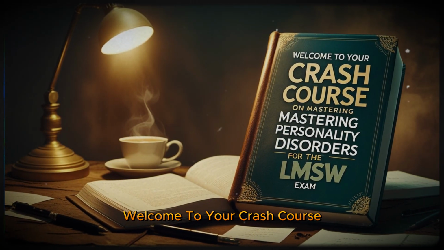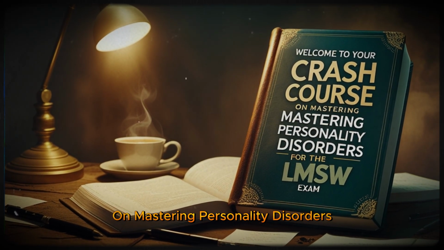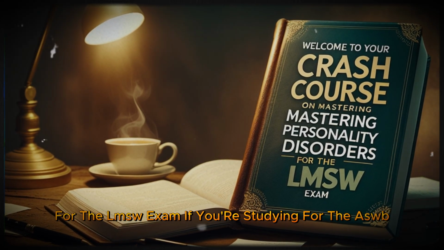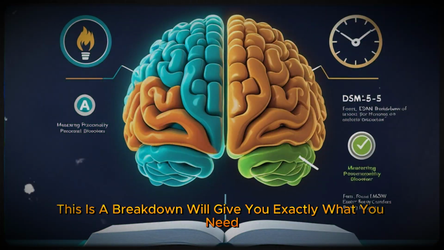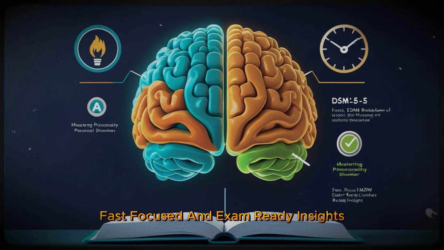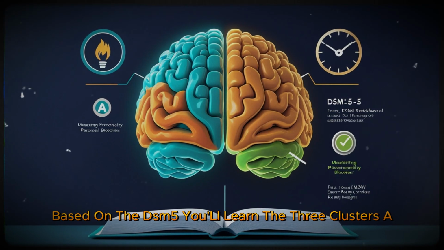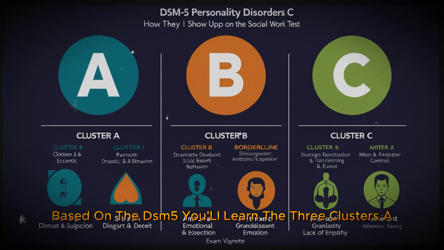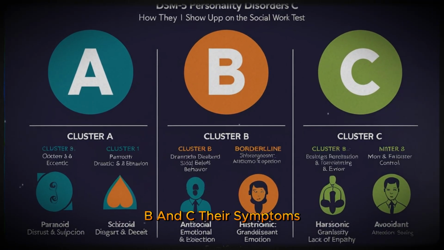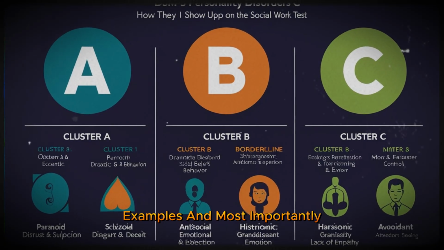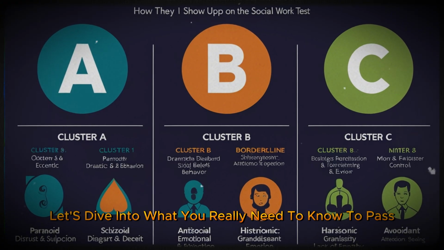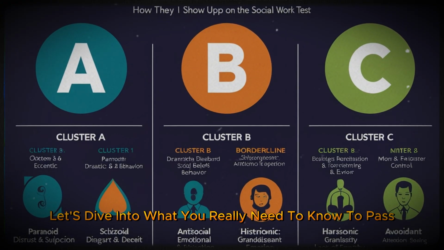Welcome to your crash course on mastering personality disorders for the LMSW exam. If you're studying for the ASWB or social work licensure, this breakdown will give you exactly what you need. Fast, focused, and exam-ready insights based on the DSM-5. You'll learn the three clusters, A, B, and C, their symptoms, examples, and most importantly, how they show up on the test. Let's dive into what you really need to know to pass with confidence.